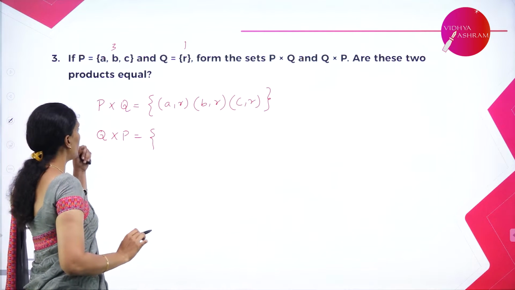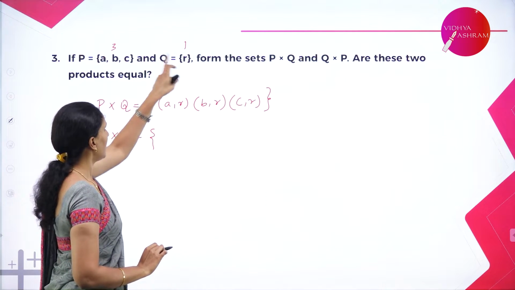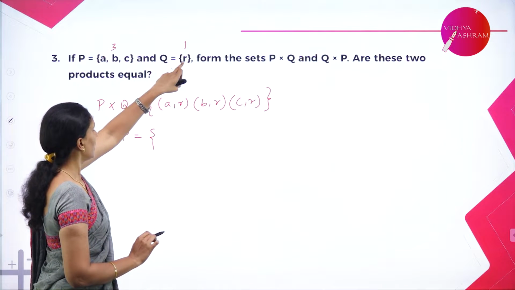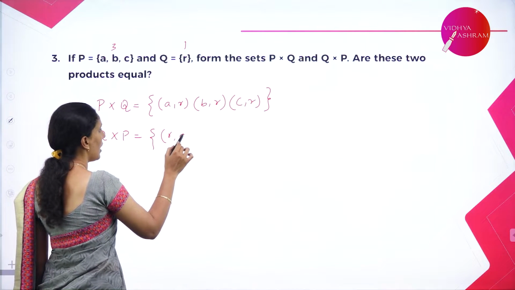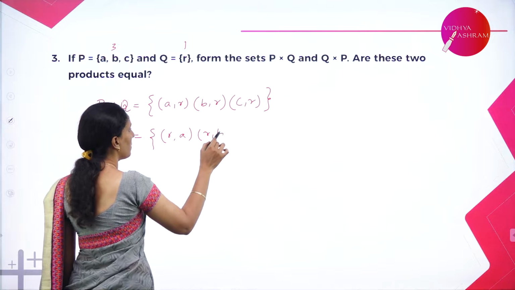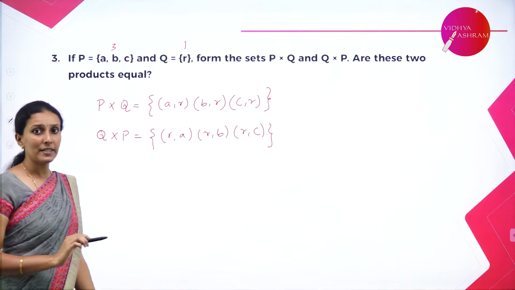So we need to pair the elements of Q with respect to P. We have only one element in Q, that is R. Now R is paired to A, B, C. So therefore it is equal to (R, A), (R, B), (R, C). And here the number of elements is again the same.